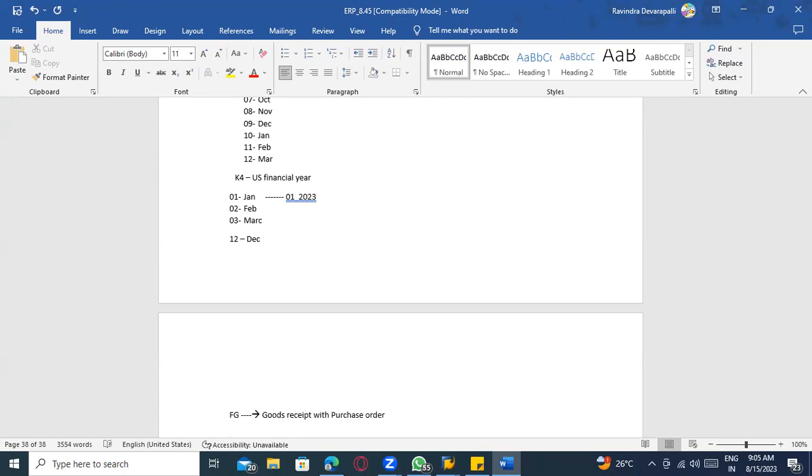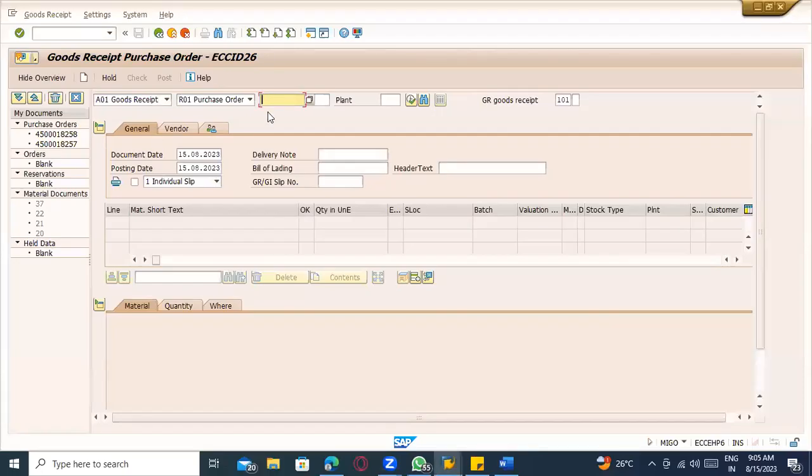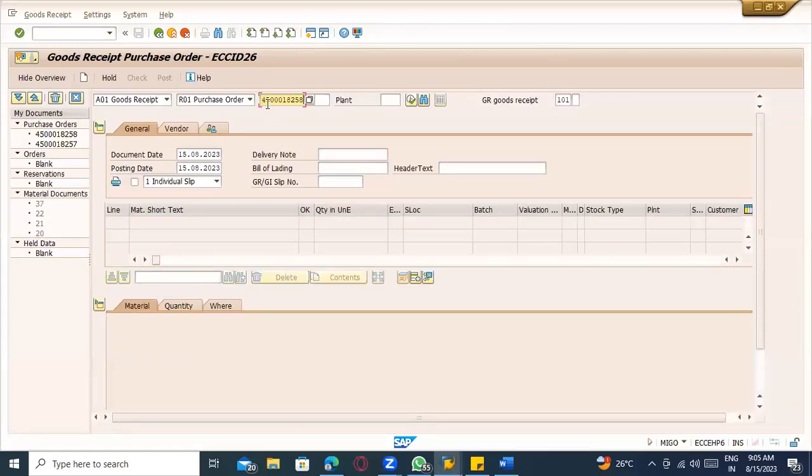Okay, goods receipt with purchase order. I'm receiving the final product. So let's see, just enter the PO number. How we are generally doing that, 101 movement type and all. We can do that.